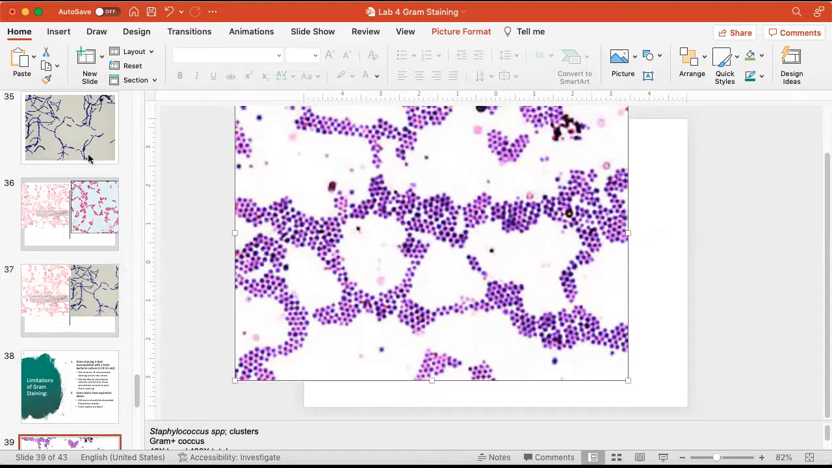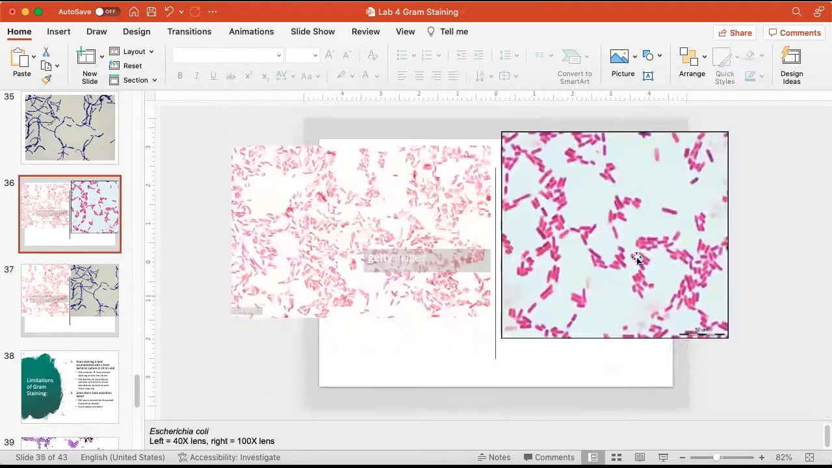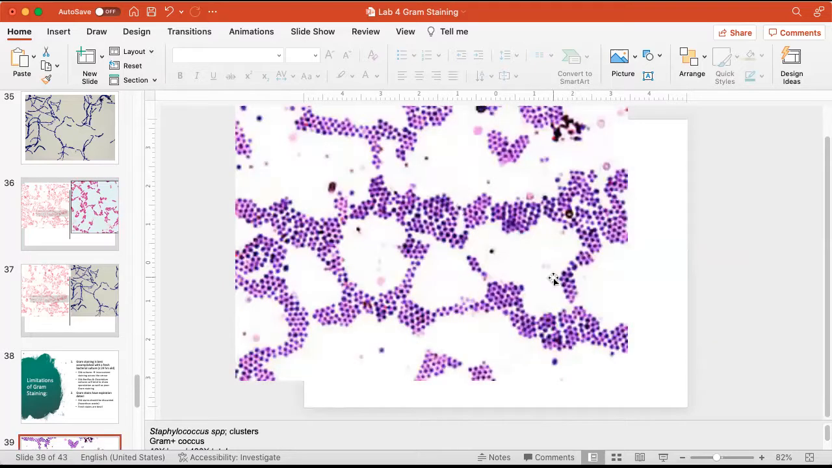Take a look at this and think about the other ones we've seen today. Think about what we've seen in terms of smears made from pure cultures. Nice white backgrounds. You don't see a lot of debris. Nice even staining of cells. And then look at this one.